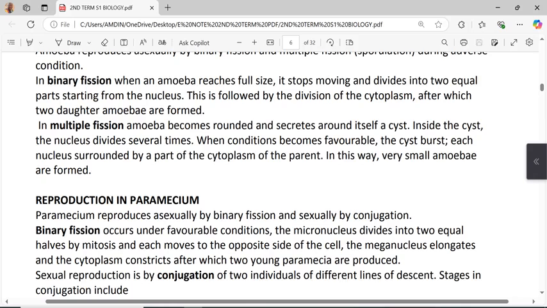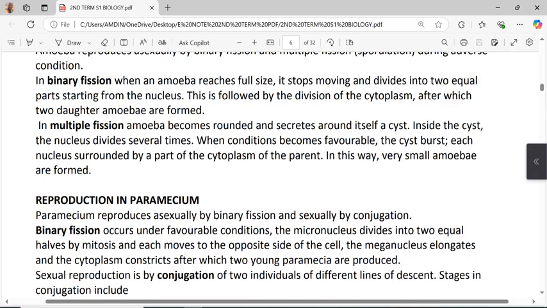In binary fission, when an amoeba reaches full size, it stops moving and divides into two equal parts. Starting from the nucleus, this is followed by the division of the cytoplasm, after which two daughter amoebae are formed.